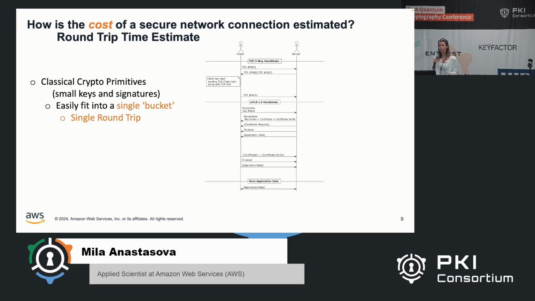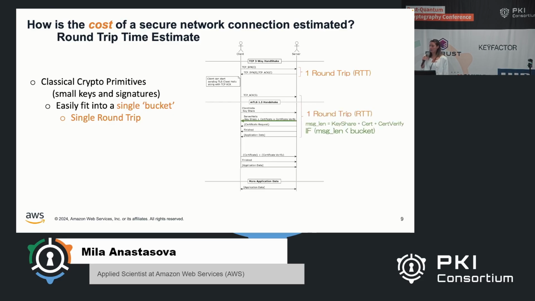First, we're going to look at the communication flow in the scenario of classical crypto primitives. As we know, they feature small key sizes and signatures, which easily fit into a single bucket, or in other words, form part of a single round trip. In order to visualize the communication flow cost estimation, we're going to focus again on the graphical representation. First of all, a TCP handshake is executed, requiring one round trip.